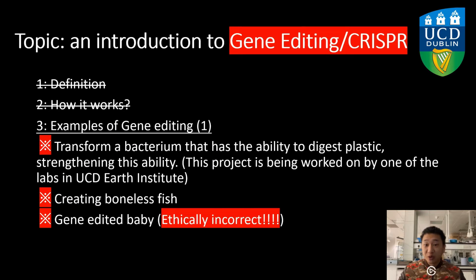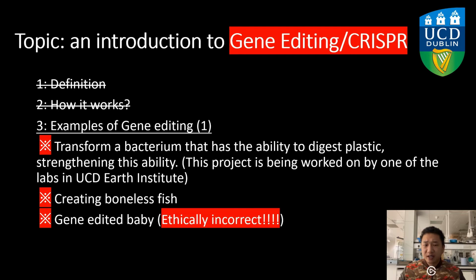And here are some real examples of gene editing which demonstrate what the technology can do in actuality. The first one is to transform a bacterium, enabling it to digest plastic very effectively. This is something being worked on by one of the labs in UCD Earth Institute. And the second example is boneless fish. Some people don't like eating fish simply because fish can have a lot of bones. However, an institute successfully created boneless fish by using gene editing recently, which is great.